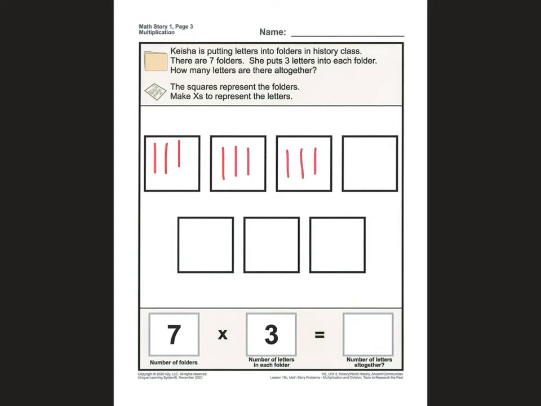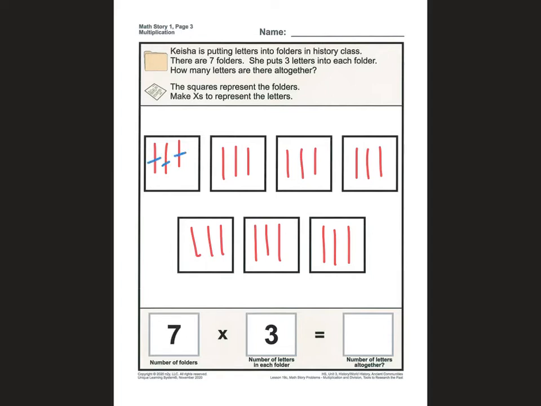And then when we multiply, we are looking to find a total. So we are going to count all of these letters in order to find our total of 7 times 3.